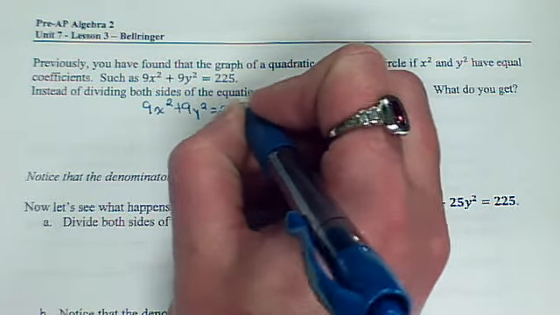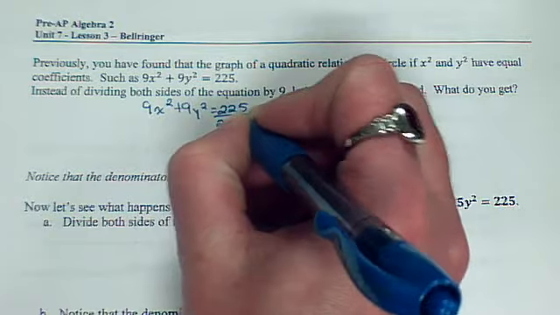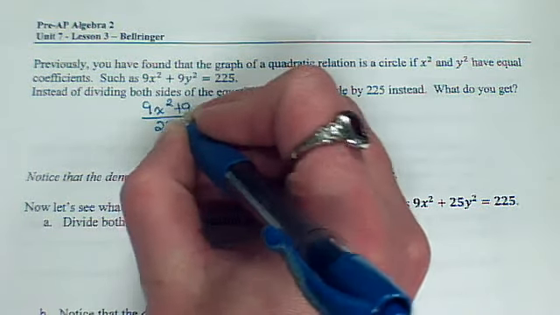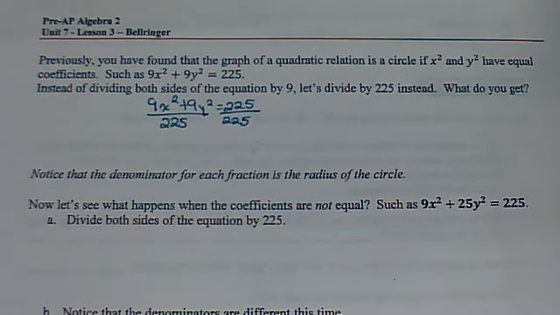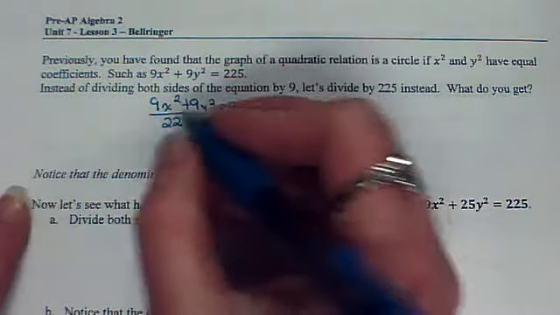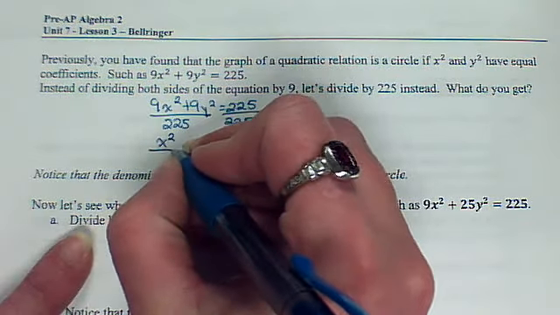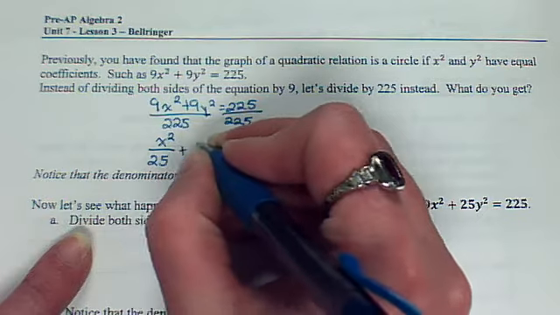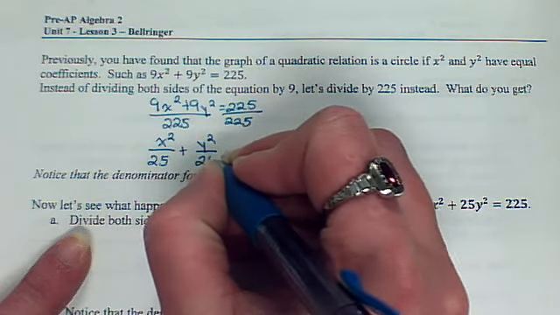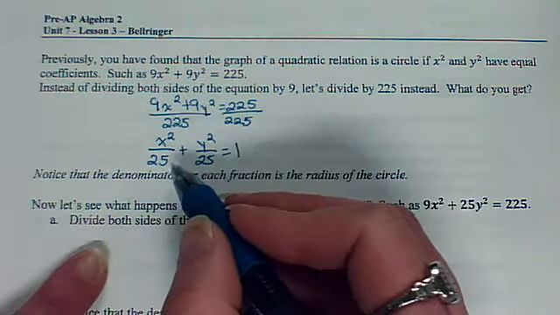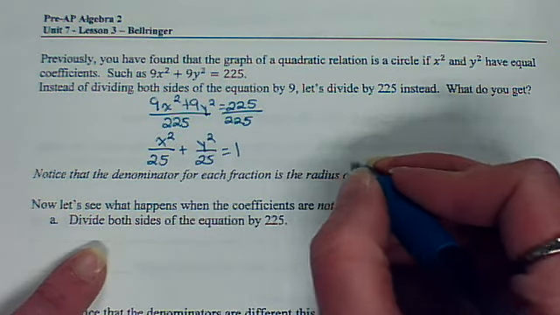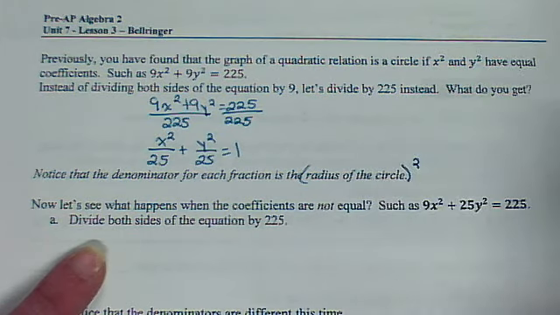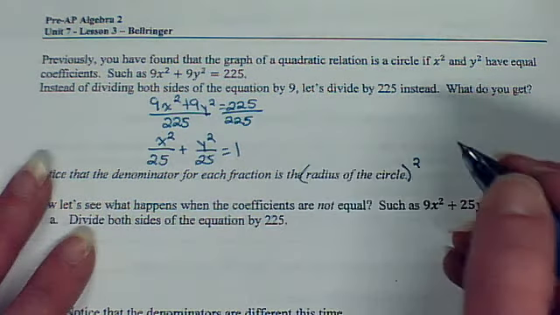Just roll with it. So if I look at what goes into 225, let's see. Oh, that's going to give me x squared over 25 plus y squared over 25 equals 1. So notice the denominator of each fraction is the radius of the circle, squared, right? Because our radius is 5 squared.